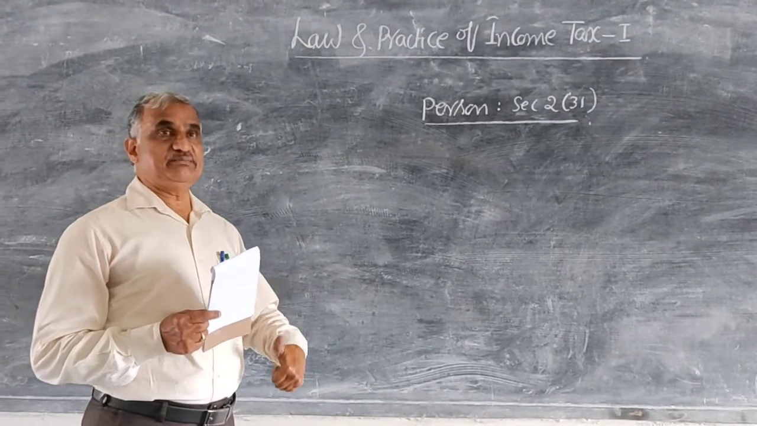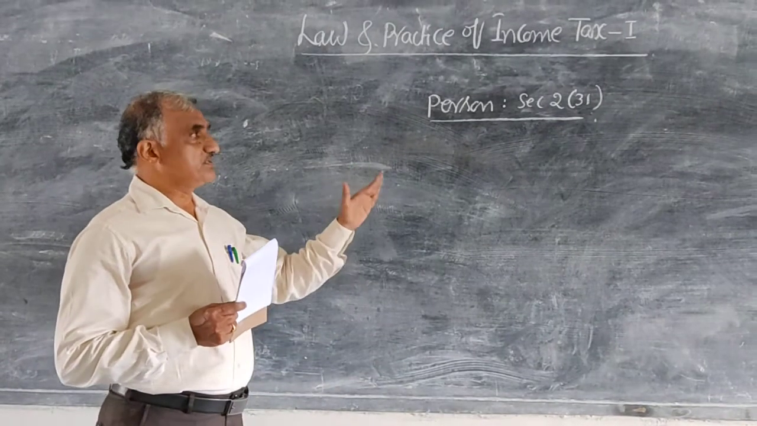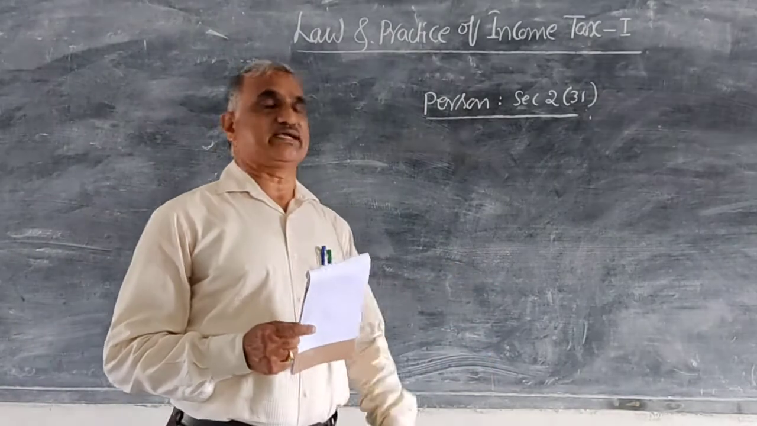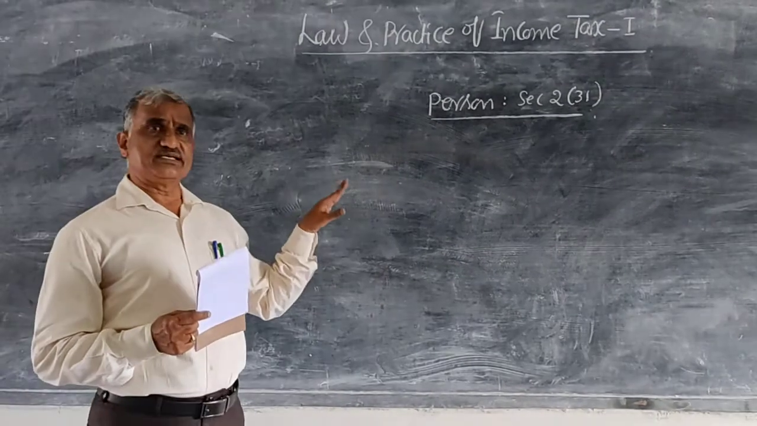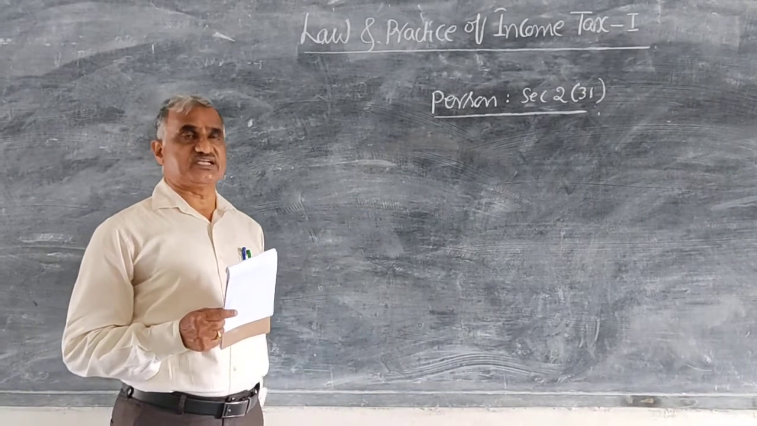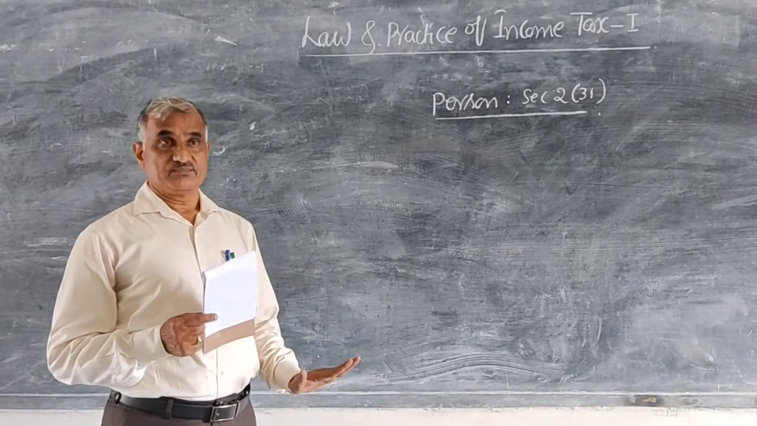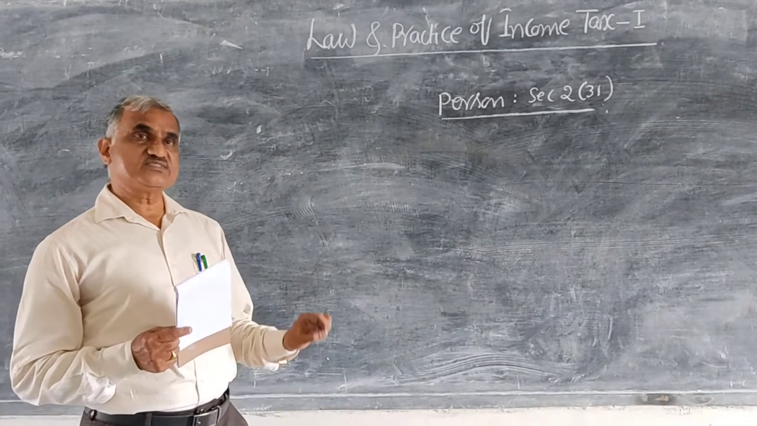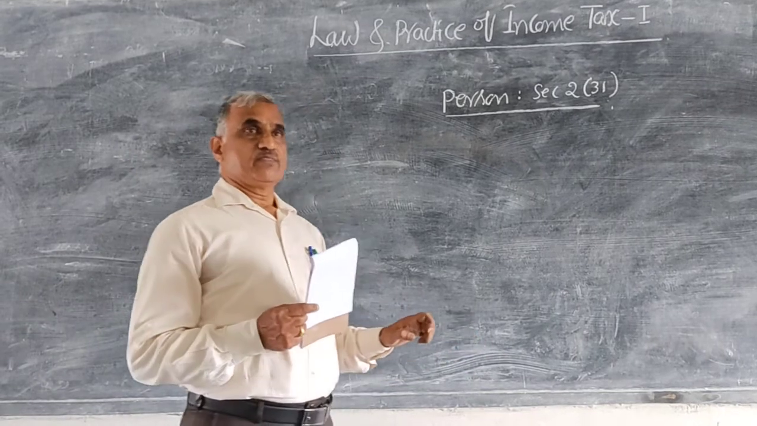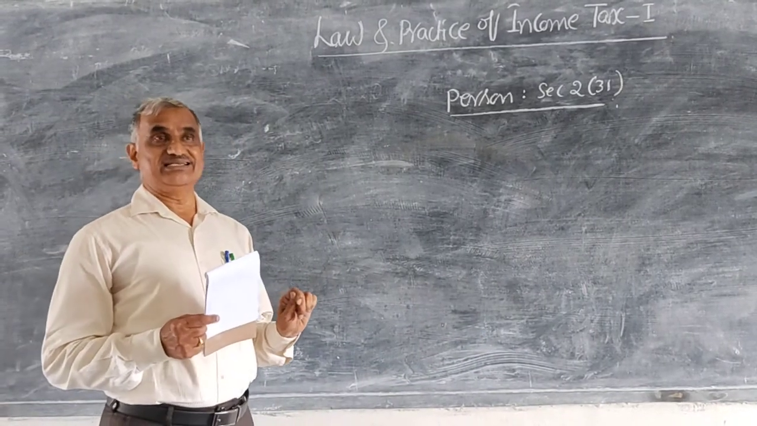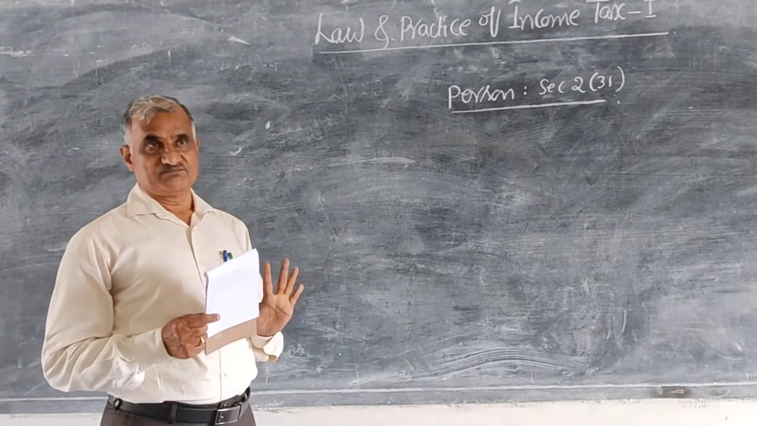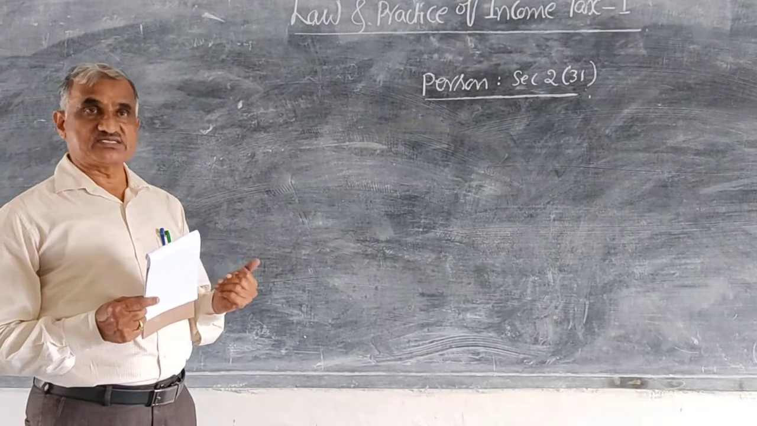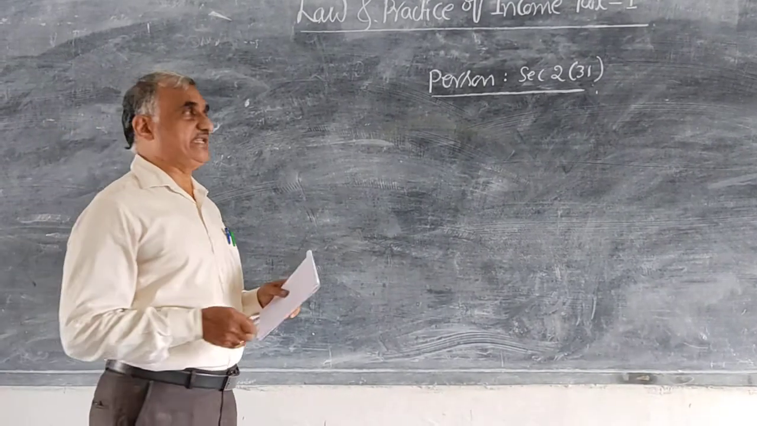Then where can we find the meaning of the term person? The term person is defined under section 2, subsection 31 of the Indian Income Tax Act. See, this definition given in section 2(31) is not an exhaustive one. It is an inclusive one. That means section 2(31) simply says what are the various entities included in the term person. Then who are the various entities included in the term person as per section 2(31)? Let us see in detail.